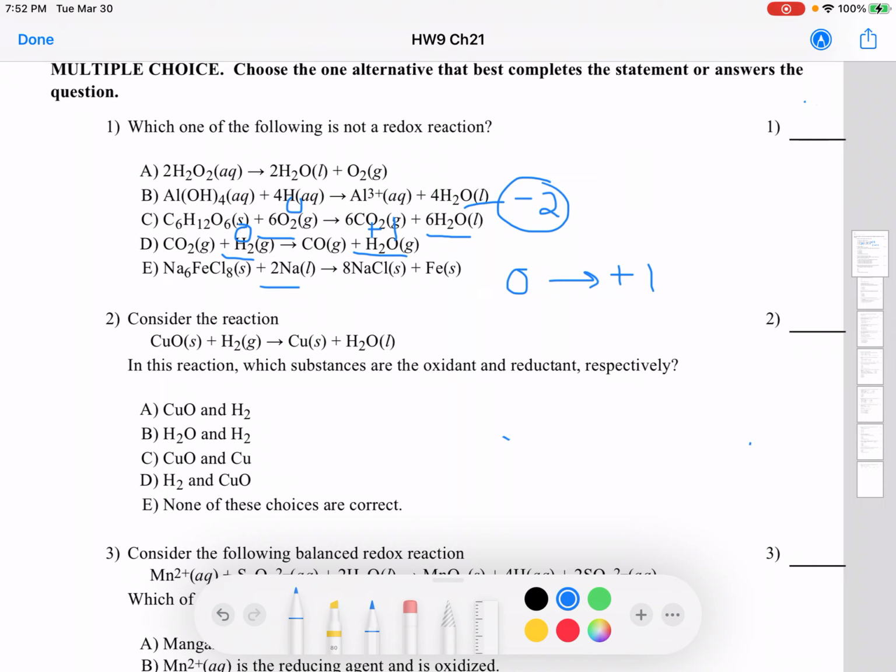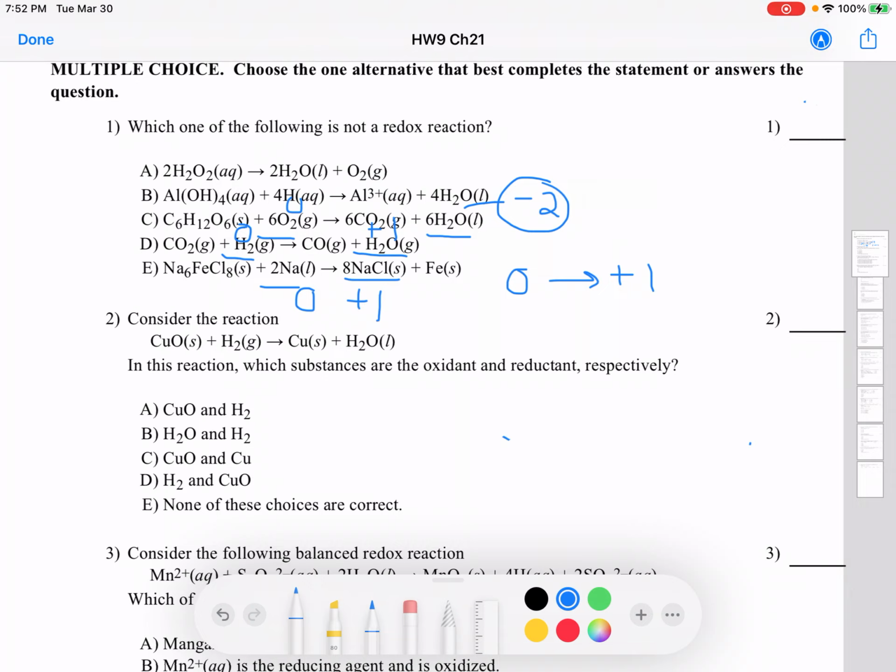And then let's look at E. Sodium by itself has oxidation number 0. We have sodium chloride here. Chloride is -1, sodium +1. So sodium changes its oxidation number from 0 to +1. That's also a redox reaction. The one that is not a redox reaction would be reaction B.